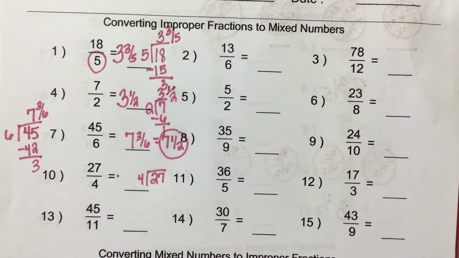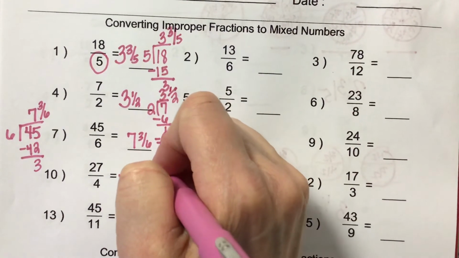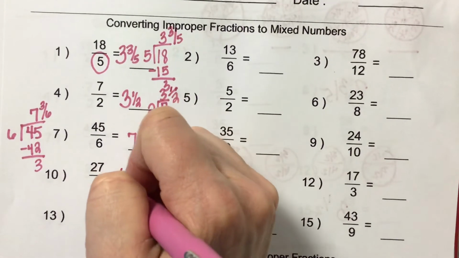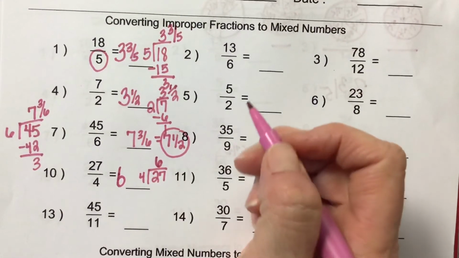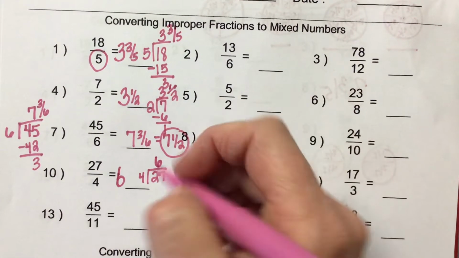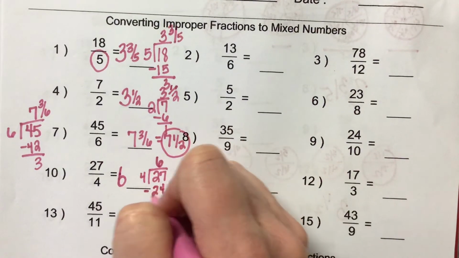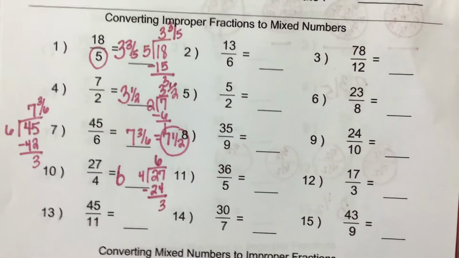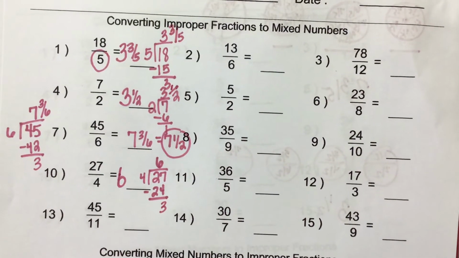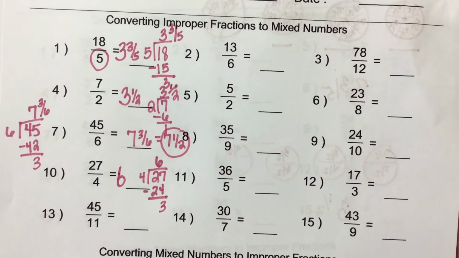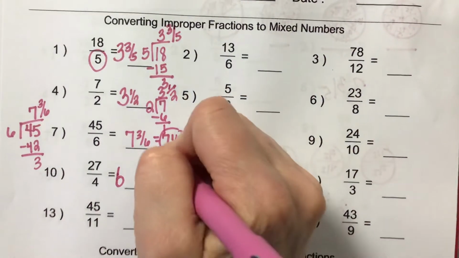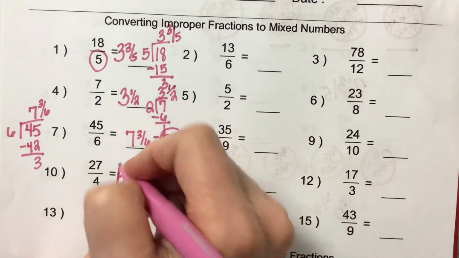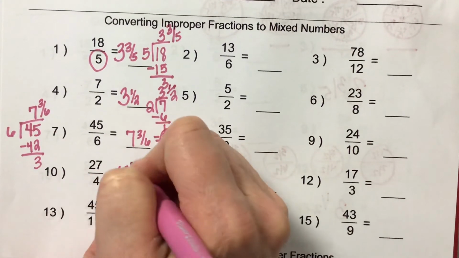How many times can 4 go into 27 without going over? Benny? 4 times 6. 6 times. That's 6 whole times. That is your whole number. What is 6 times 4, Benny? 24. So let's subtract that out. That leaves me with 3. What do I do with that 3? Everybody say it. Bring it up. Okay, and then what do I put underneath it? 4. Your denominator stays the same.